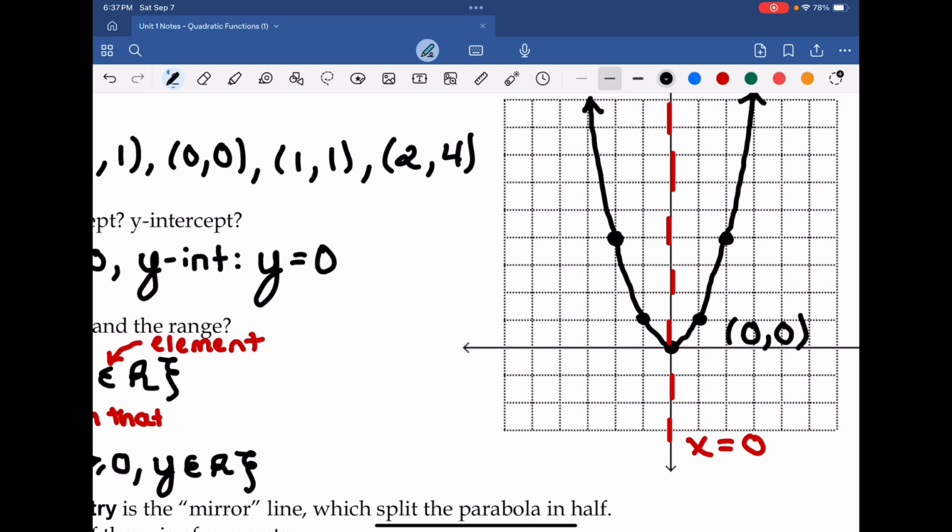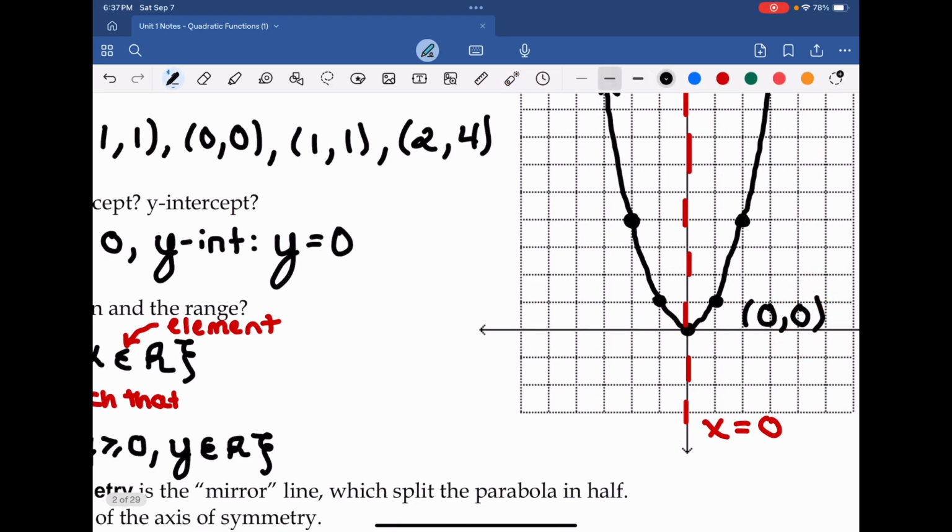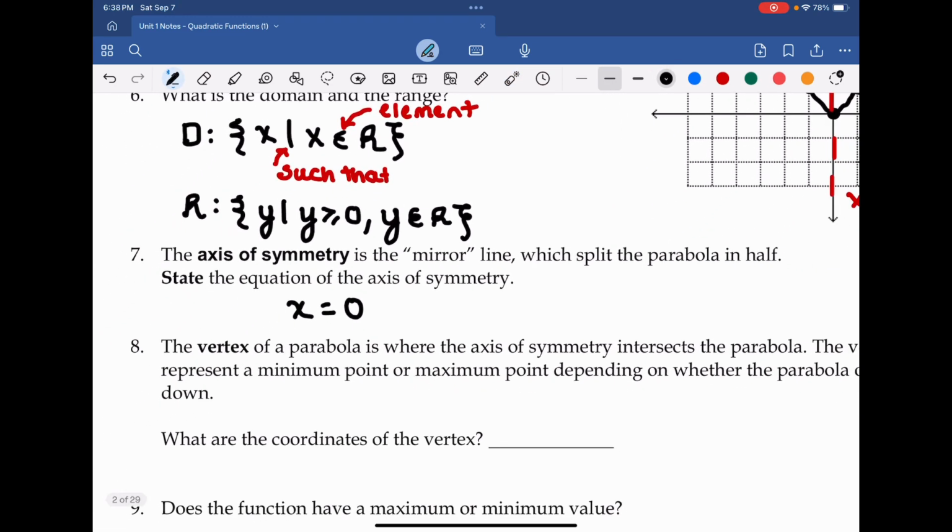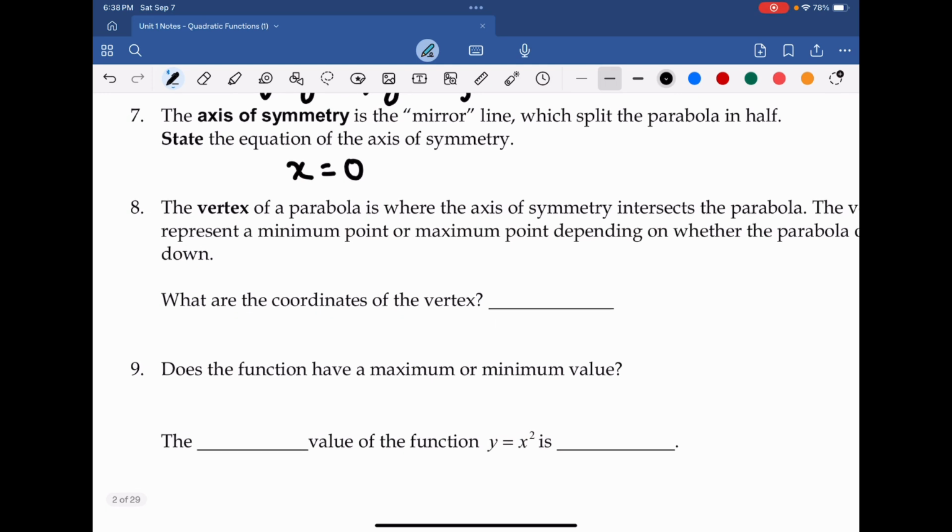But often when we report this in terms of a minimum or a maximum value, we're just going to talk about it in terms of the y value. So let's fill in some blanks here. The vertex of the parabola is where the axis of symmetry intersects the parabola. Great, so it's that min or max value. What are the coordinates of this vertex? It is going to be 0, 0. 0 for x, 0 for y.